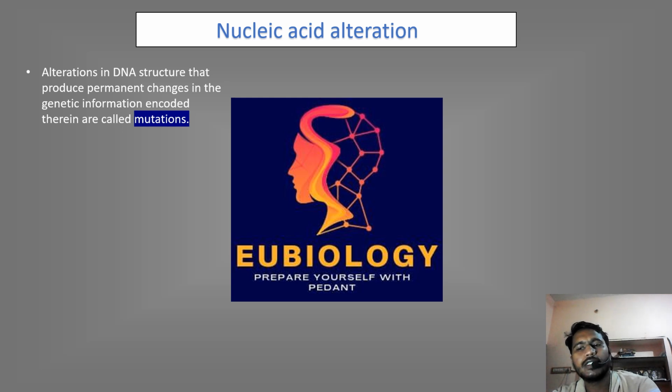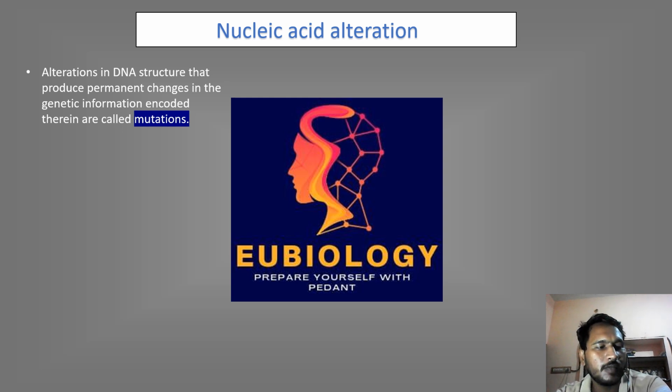What is the mutation? Mutation is something which we are talking about, the change in the DNA. What is the change in the DNA? Basically, the nitrogenous base is the only difference. Otherwise, the sugar is the same and the phosphate is the same. So what is changing? The nitrogenous base. So A, G, C, T will change. If there is any change in the nitrogenous bases, then definitely it can cause a mutation.